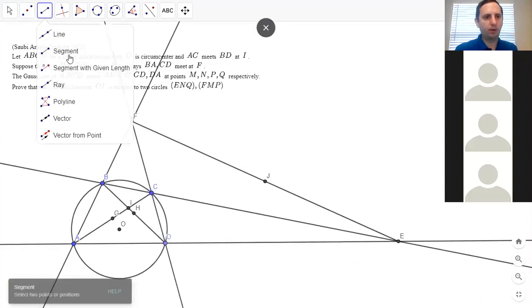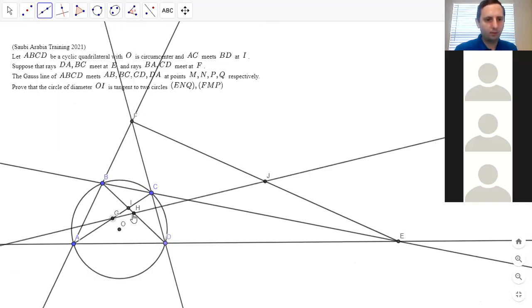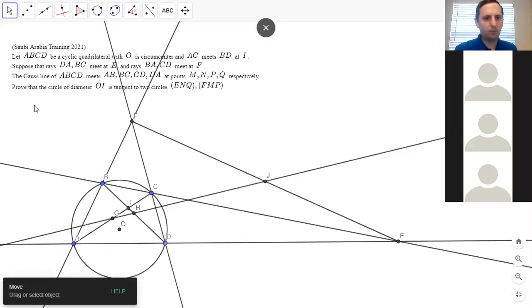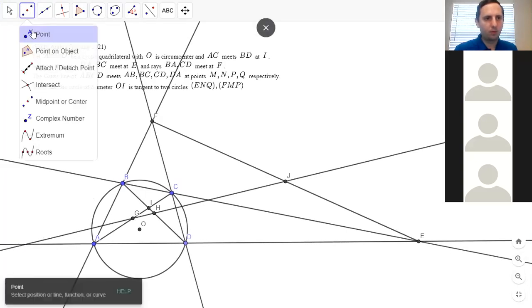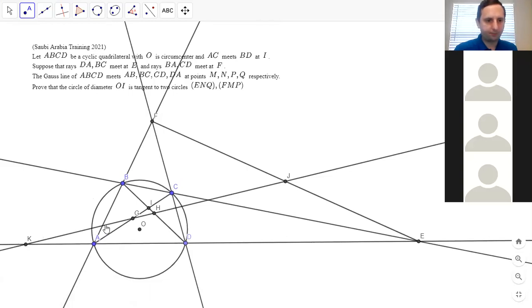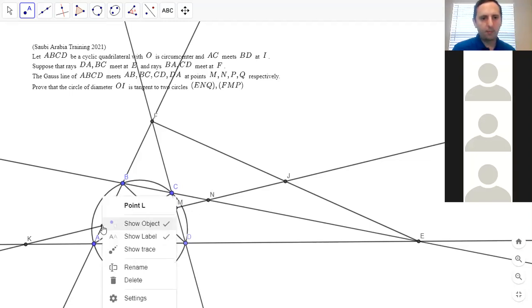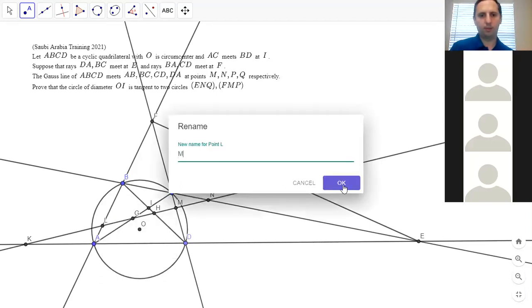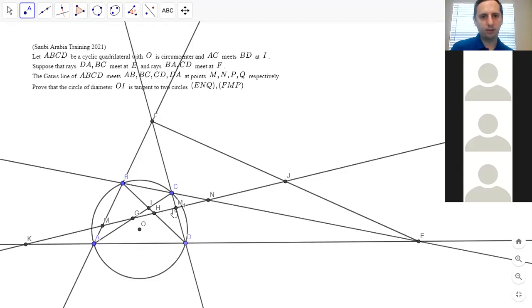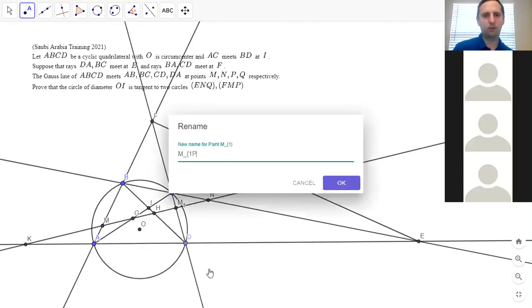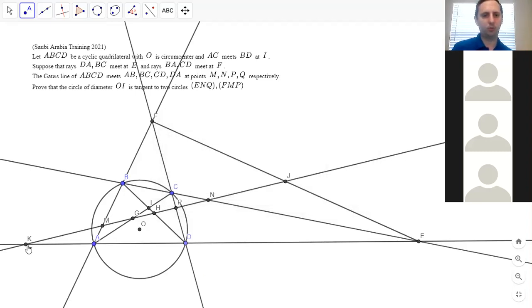So GHJ is the Gauss line, and we want to see where it meets all the sides. M, N, P, Q. I'm going to rename these in just a second. So AB, it meets at M. BC, it meets at N. CD meets at P. And DA, it meets at Q.